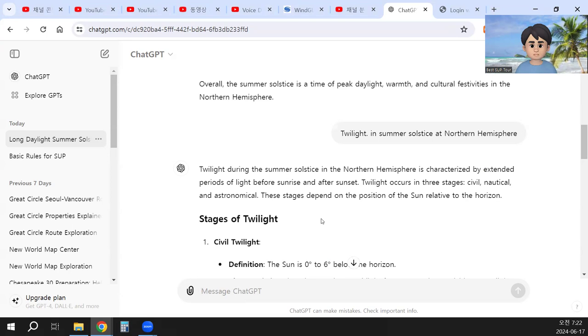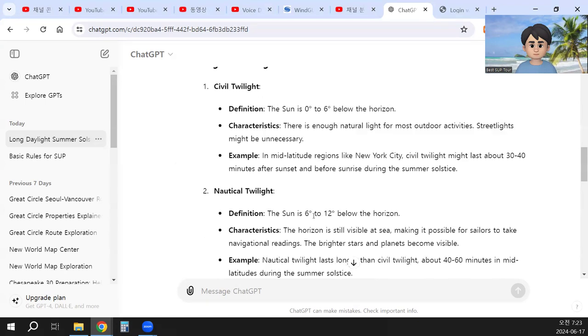Twilight during the summer solstice in the Northern Hemisphere is characterized by an extended period of light. Twilight occurs in three stages: civil, nautical, and astronomical. These stages depend on the position of the sun relative to the horizon. Civil twilight: the sun is 0 to 6 degrees below the horizon.